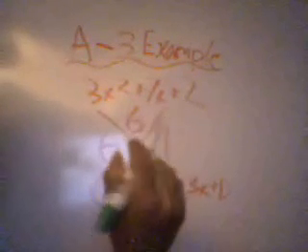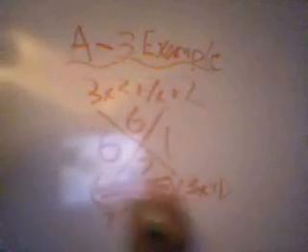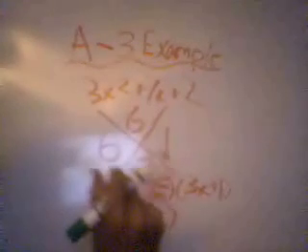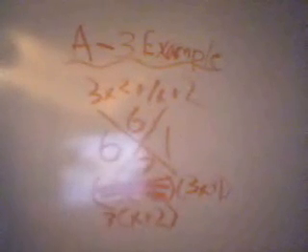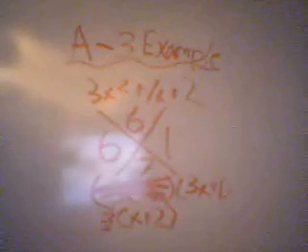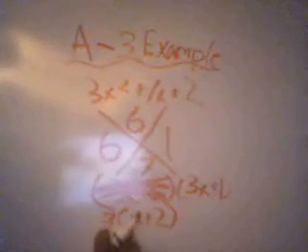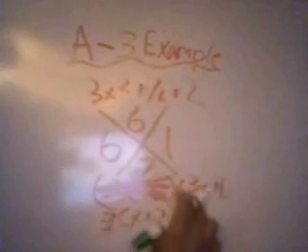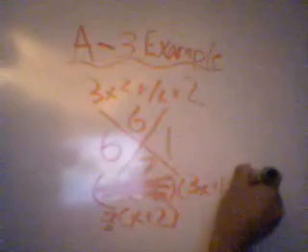Correct. Now, we would cancel this one out, since we already factored it. And since we wanted to get rid of an extra 3, cross that one out, too. So, your final answer would be x plus 2 times 3x plus 1.